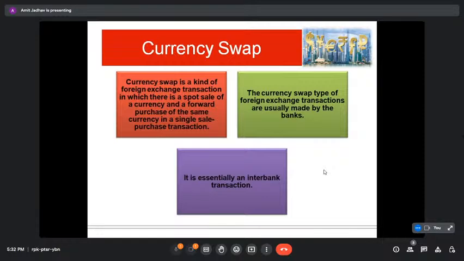So these transactions are usually made by the bankers, and they are transactions between banks. It is essentially an interbank transaction. Sometimes a particular bank needs some foreign currency, or some bank has a surplus of foreign currency, and they can have a transaction between them. Such a transaction is known as a currency swap transaction in the foreign exchange market.